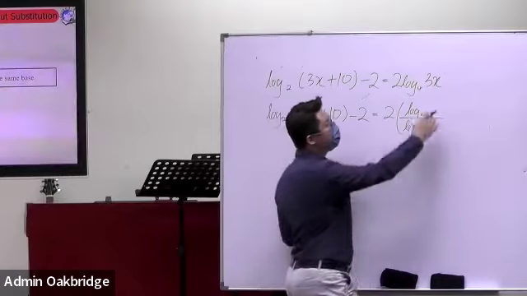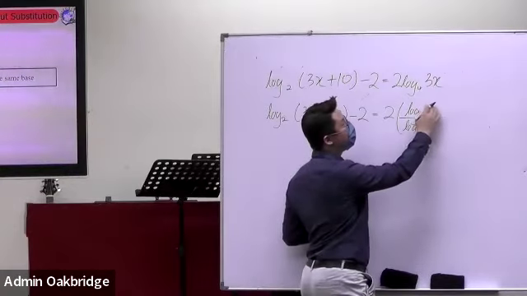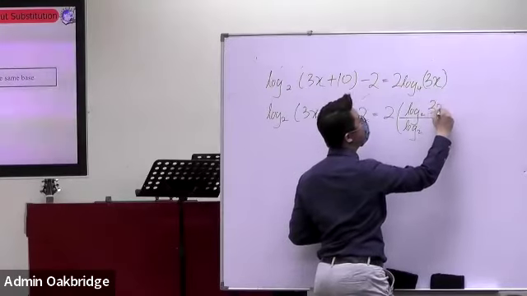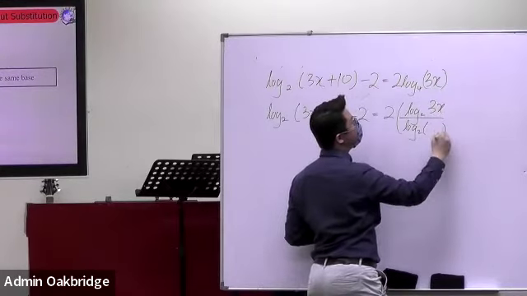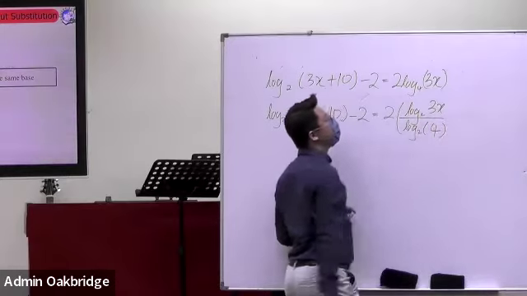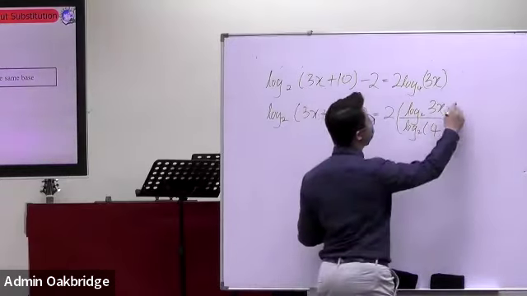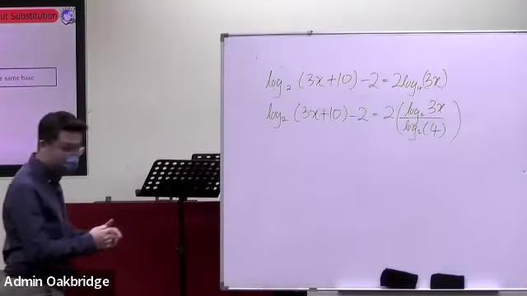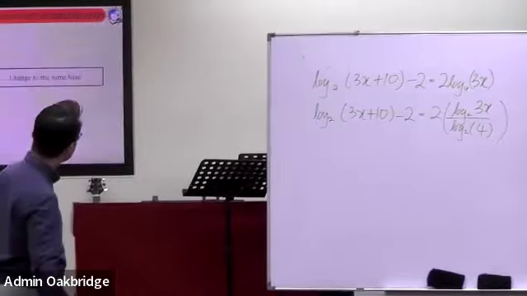Okay, how about the number inside the log here? This number here is actually the 3x. And this number here is actually the base of this 4. So this is how we change. All right, after you change, what should you do next?